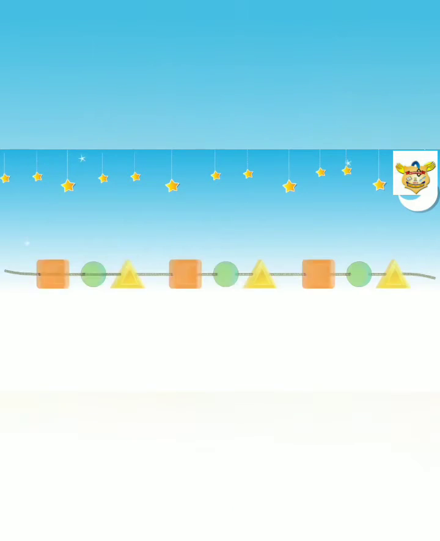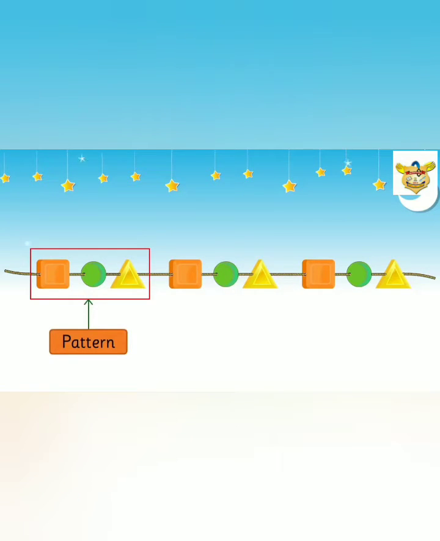So, kids, look at the bracelet. We have square, circle, triangle, square, circle, triangle, and so on. Okay, this is called a pattern. Yes, this is called a pattern as it repeats itself.